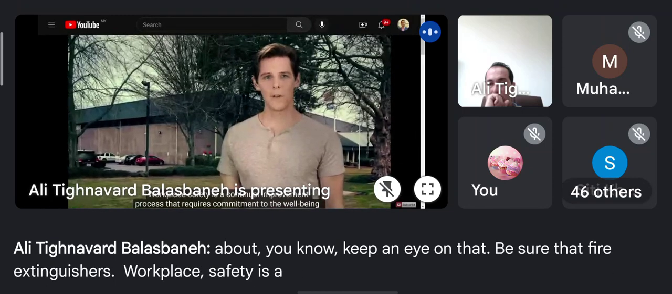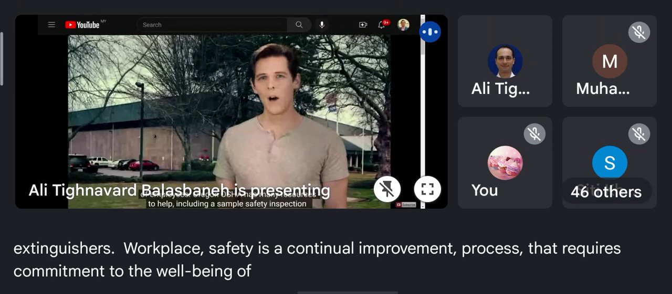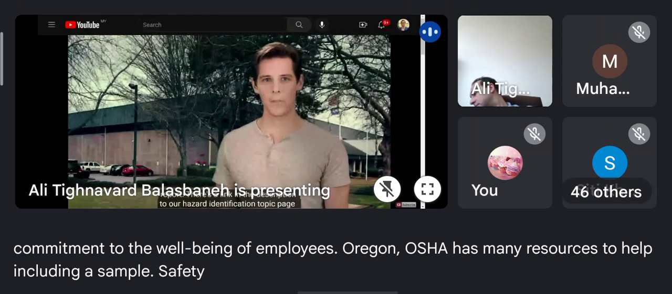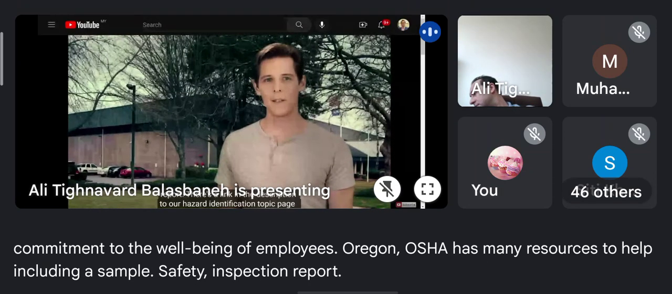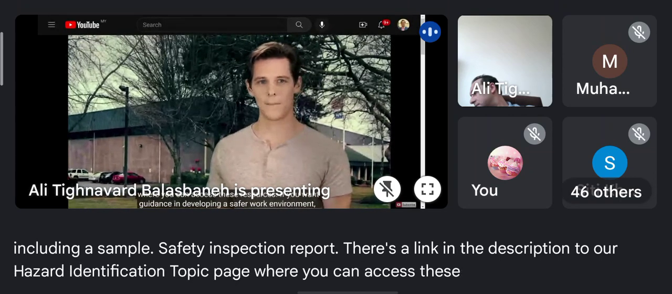Workplace safety is a continual improvement process that requires commitment to the well-being of employees. Oregon OSHA has many resources to help, including a sample safety inspection report. There's a link in the description to our hazard identification topic page where you can access these resources.